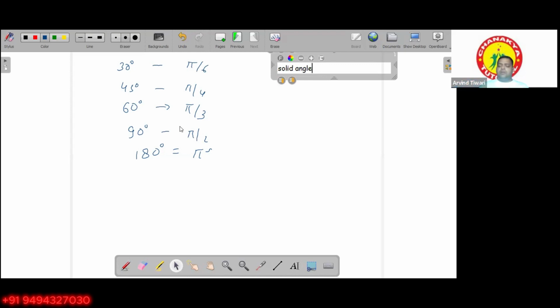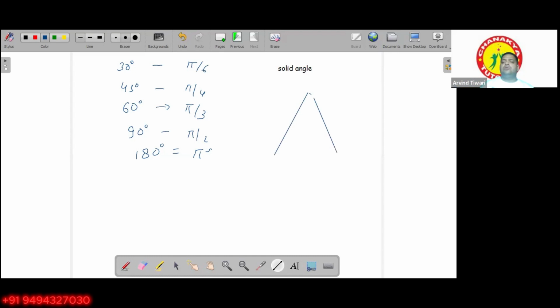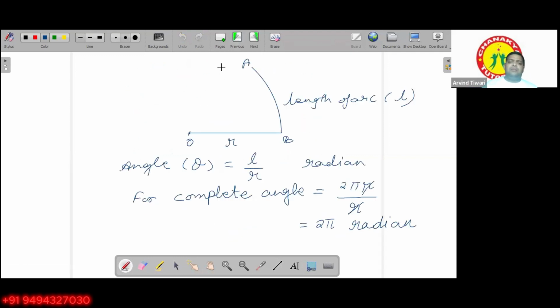For example, if you take a cone and draw it like this, when I draw a cone in two dimensions, I observe a two-dimensional angle. But in reality, this is three-dimensional. If in reality you have a cone, you will observe that it is a three-dimensional angle.